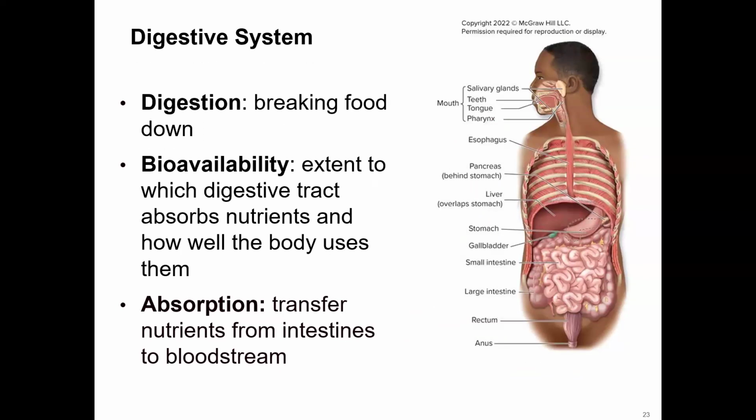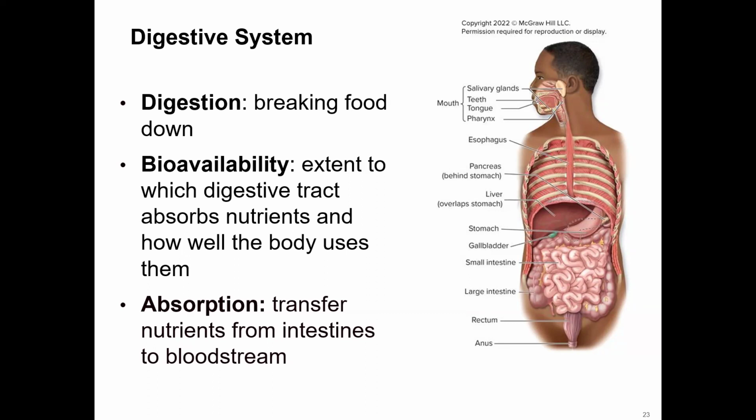And so just a couple of terms here: bioavailability, the extent to which the digestive tract absorbs nutrients and how well the body uses them. And so there's a process that we'll look at in this chapter. As far as digestion goes, if you think about eating the foods that we eat, we have to go through the process to digest them. What bioavailability is referring to is, okay, so we digest the foods. Now we've got to absorb the foods. We've got to get those nutrients that we just digested transferred from the small intestines, even a little bit in the large intestines, but mainly from the small intestines into the bloodstream.